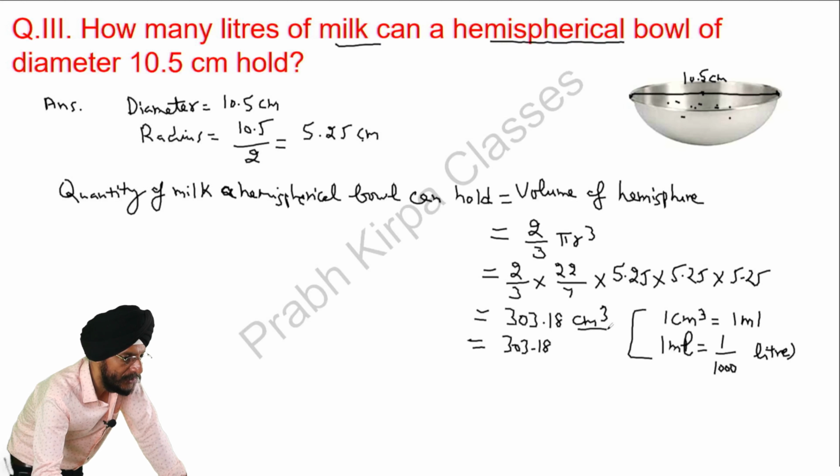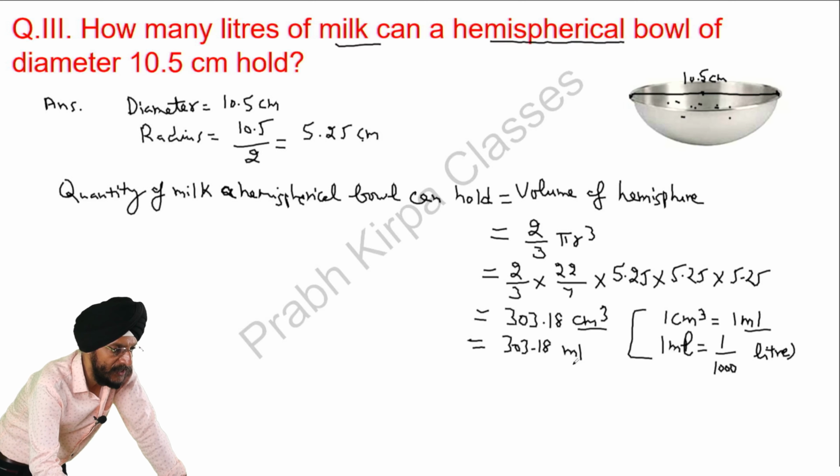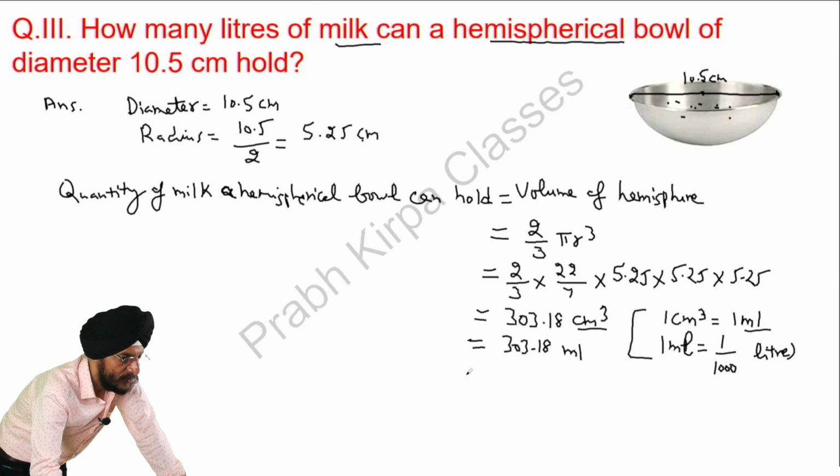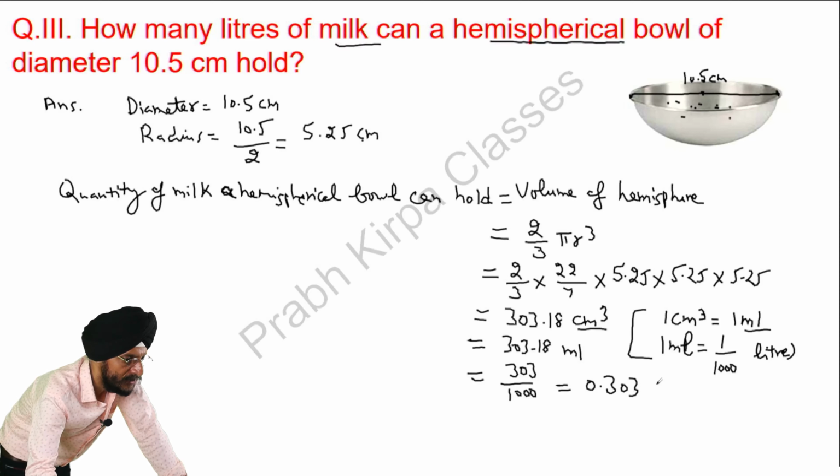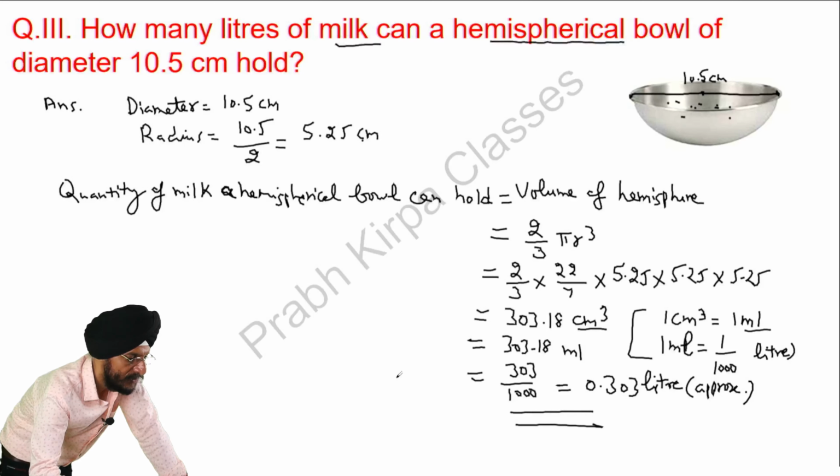So here 303.18 cubic centimeter is replaced by milliliter. So now we will convert this milliliter into liter. So what we will do? 303 over 1000. So what we will arrive at? 0.303 liter approximately. So this is the answer.